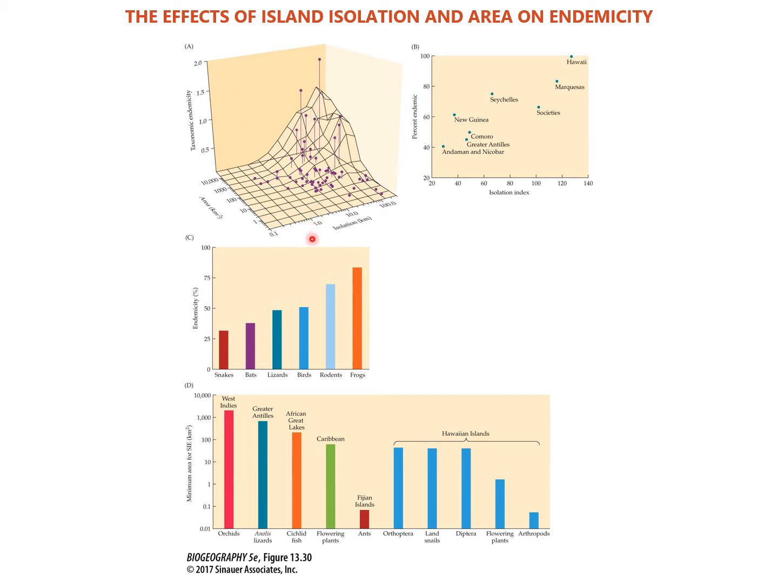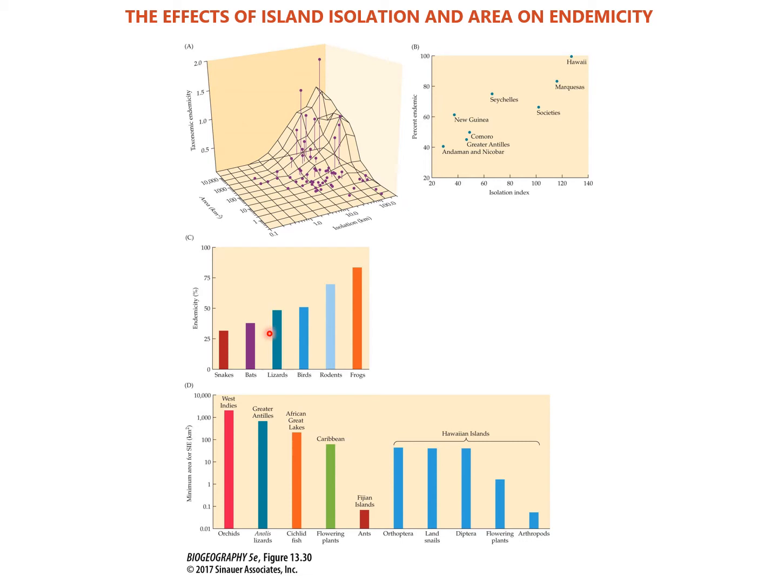I don't really like these plots, but what you're seeing is this peak, and this peak corresponds to high levels of isolation and high levels of area, or large values of area. A little bit easier to see here. We can just see isolation. As isolation increases for these islands or areas, then the percent of endemic species increases.